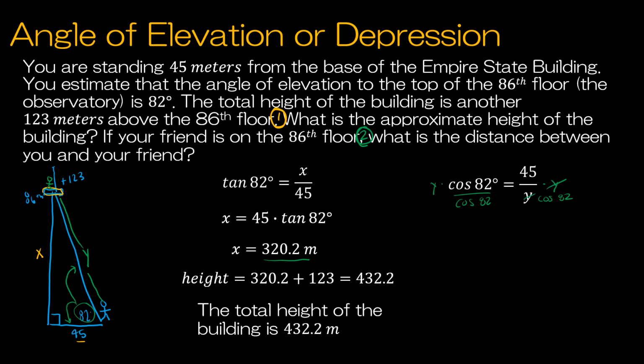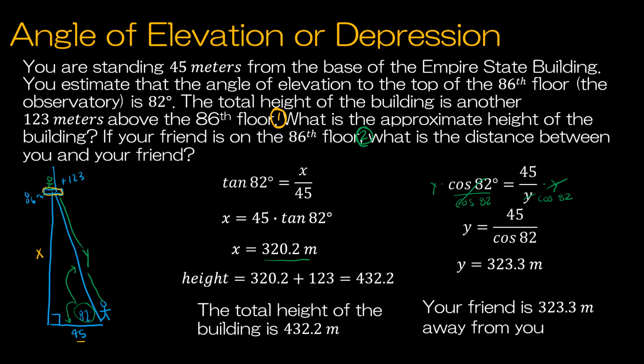And we can see on the right hand side, I'll have 45 divided by cosine of 82, and on the left, I have y. And now I can just use my calculator to calculate 45 divided by cosine of 82, which is 323.3 meters. So that is about how far away your friend is from you.